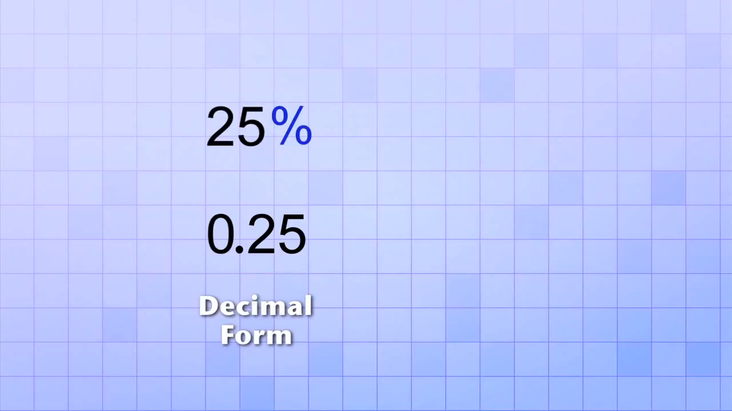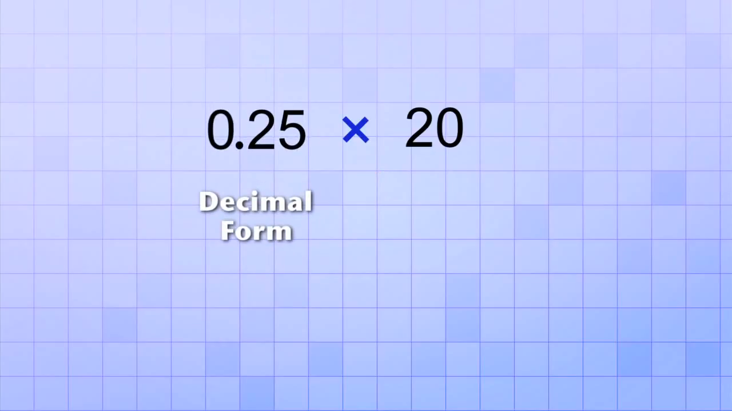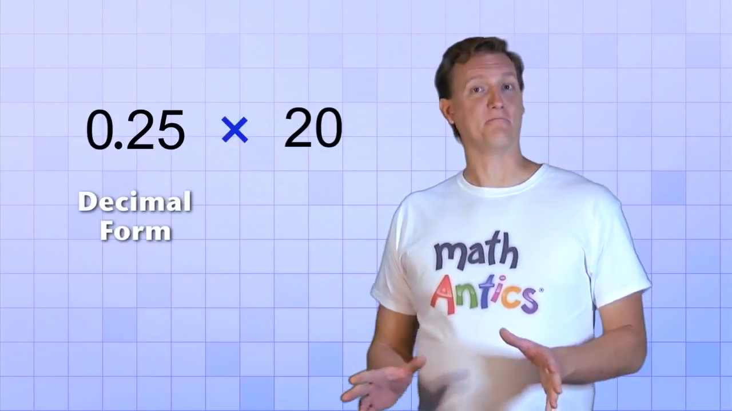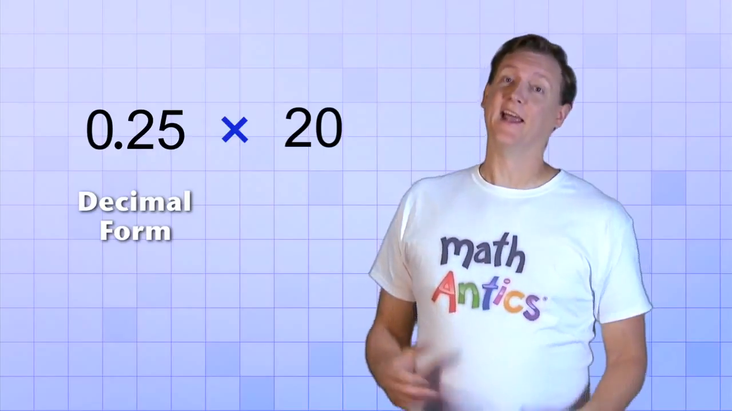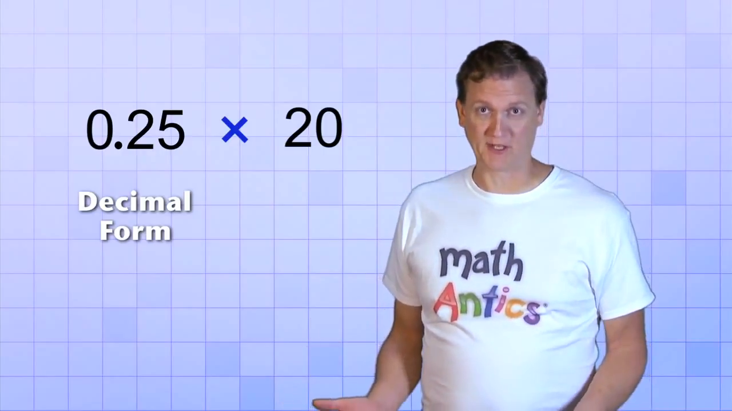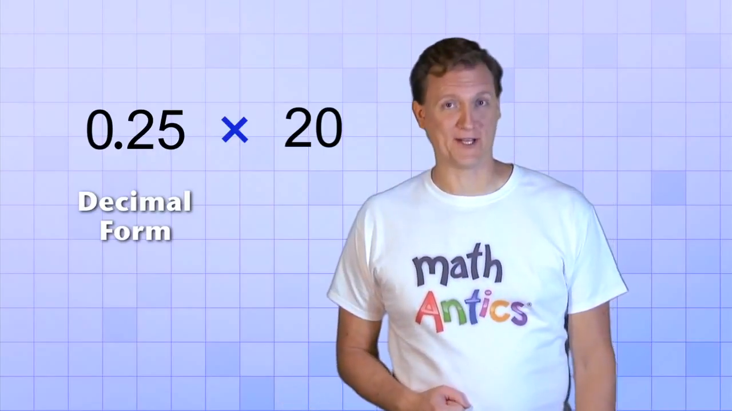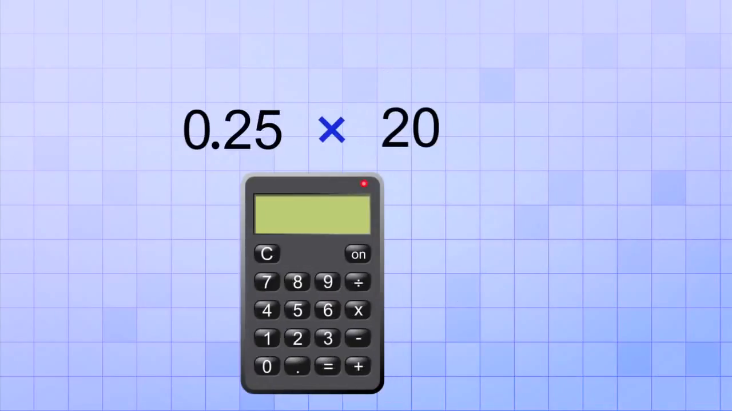The procedure starts the same. If you need to find 25% of 20, you first replace the word of with the multiplication symbol. Next, we'll replace the percent with its decimal form this time. 25% is the same as the decimal 0.25. Then, all we have to do is multiply. And although I could easily do the decimal multiplication by hand, I happen to have a calculator, so I'm going to use it. I just enter 0.25 times 20, hit equals, and I get 5. Yep, that's the same answer we got when we used the fraction form of 25%.